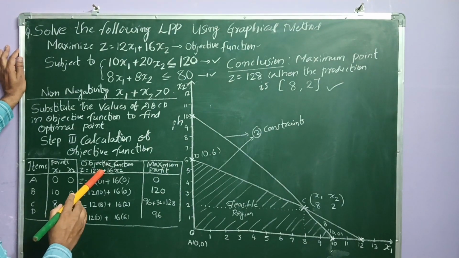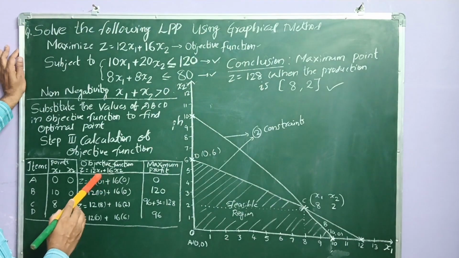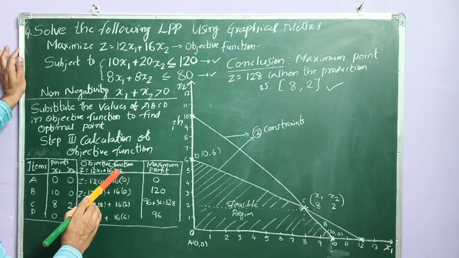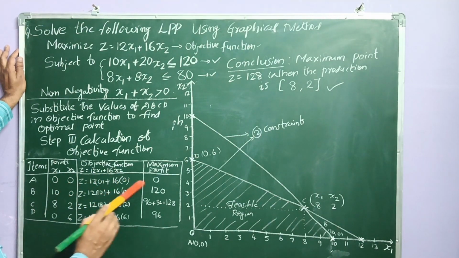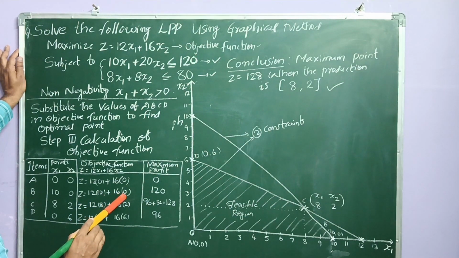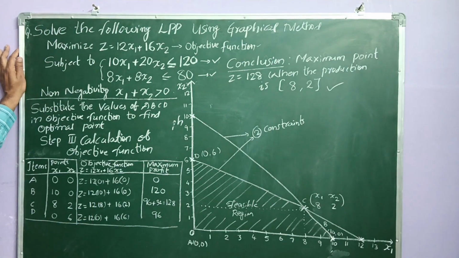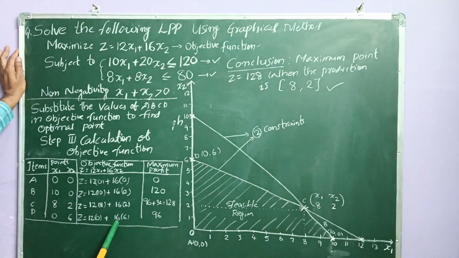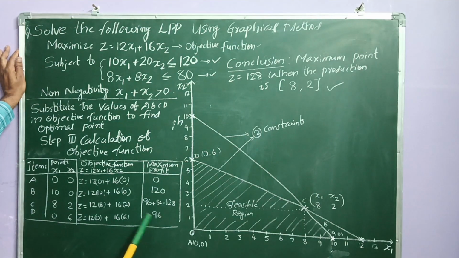That is, z equals 12 into x1, x1 value is 0, plus 16 into x2, x2 value also 0. So we got the profit as 0. Then 12 into 10, 16 into 0, that is 120. Then 12 into 8 plus 16 into 2, so we got 128. Then 12 into 0 plus 16 into 6, that is 96 here.